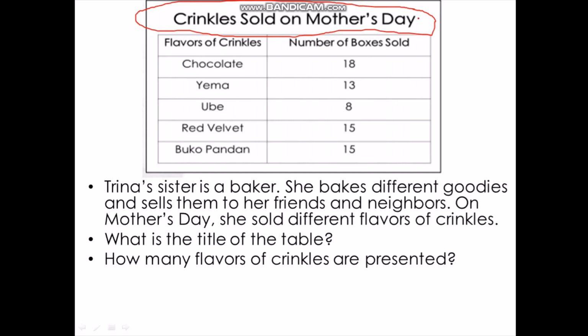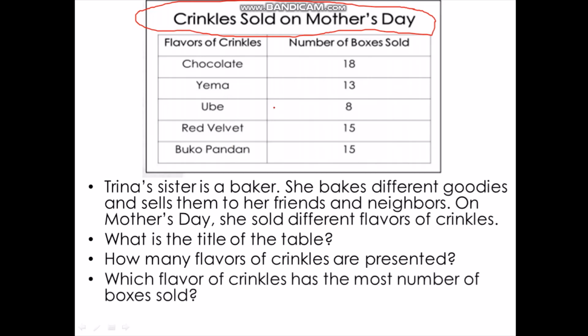Right, you are. We have 5. We have chocolate, yema, ube, red velvet, and buko pandan. Now, which flavor of crinkles has the most number of boxes sold? The answer is chocolate, because as you can see here, we have 18 and that is the most number of boxes.